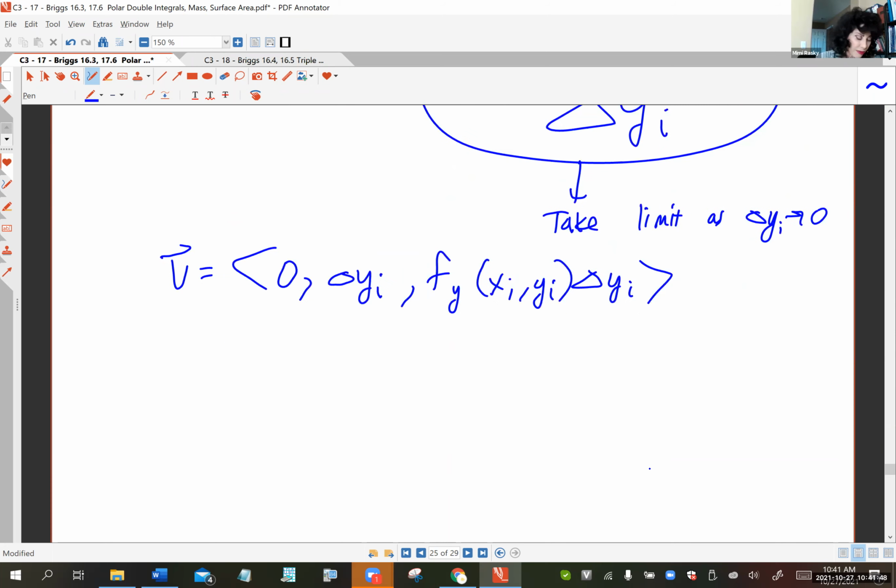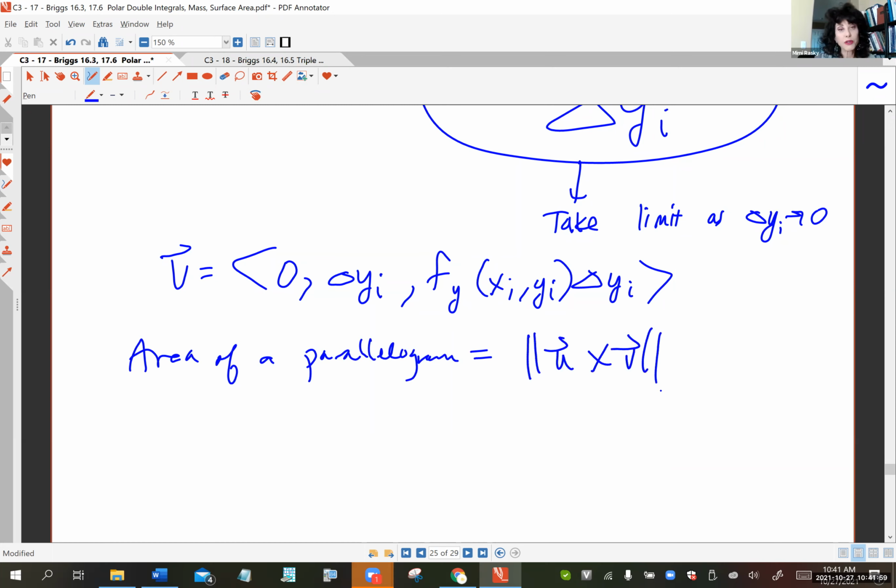Okay, now the area of a parallelogram is going to equal the magnitude of the cross product. So first we have to go get the cross product. Yeah, let's do it.